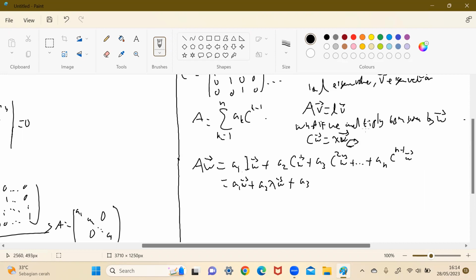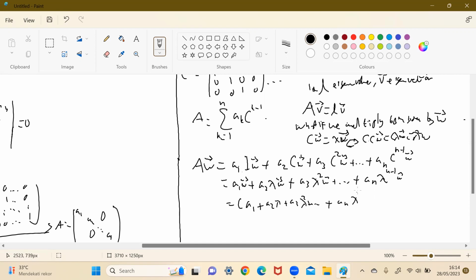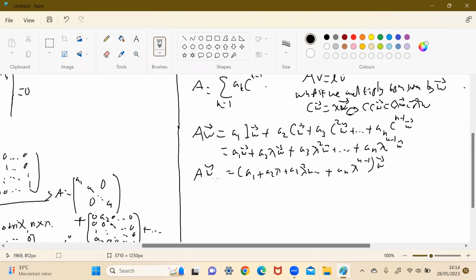Remember that if we have a higher power of C, we can simply multiply both sides by C. So it's C squared W is equal to C lambda W. And remember that CW is equal to lambda W, so this is lambda squared W. So really it's lambda squared W all the way to AN lambda to the power of N minus 1 W. If we factor out the W, we will obtain A1 plus A2 lambda plus A3 lambda squared all the way to AN lambda to the power of N minus 1 times vector W. And there you have it. Because this relation holds, then this has to be an eigenvalue of A.